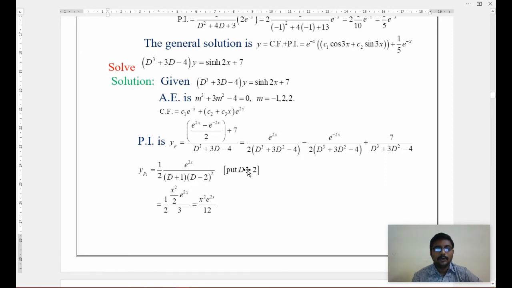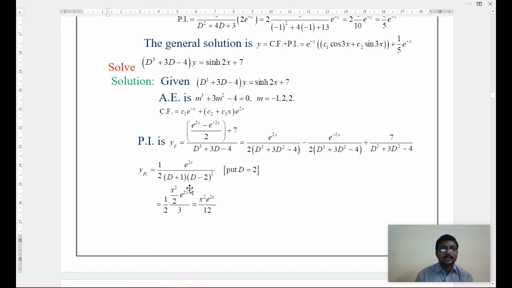Now putting D = 2, we get 0 in (D - 2)². So we don't replace D = 2 in (D - 2)², but put D = 2 in (D + 1). So we will get 2 + 1, that is 3, so 1/3.